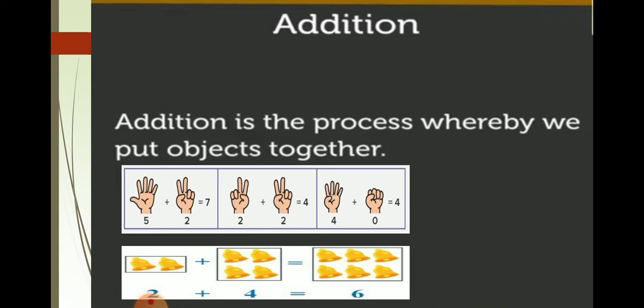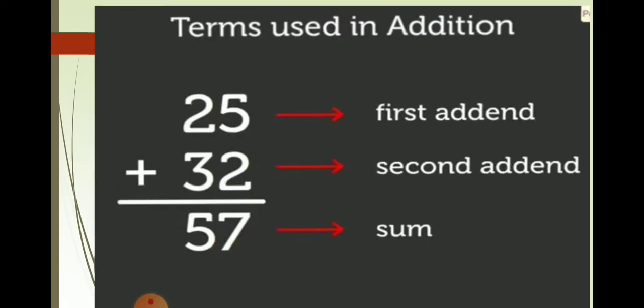Similarly, 2 fingers on one hand and 2 fingers on the other hand when put together gives us 4. In the last, 4 fingers on one hand and 0 fingers on the other hand gives us 4. Similarly, in the diagram below you can see 2 bells plus 4 bells gives us 6 bells.